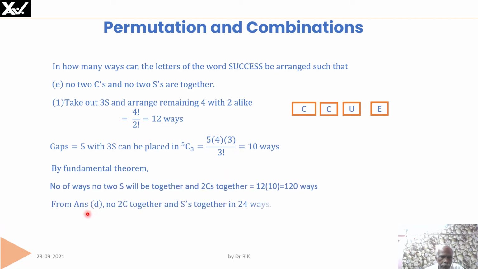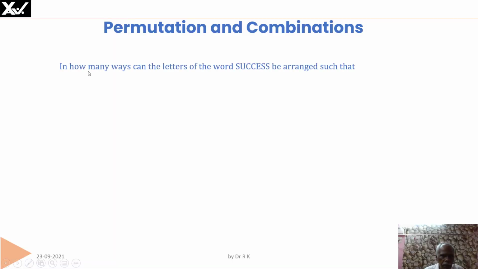But note that from the previous problem, we have got that no 2 C together and S's together in 24 ways. That is included in this 120 ways. Therefore, total number of ways now, no 2 C's together and no 2 S's together, will be this 120 minus 24. If you remove this, you will get 96 ways. We are going to do the same thing in another way. So we will see the final problem.